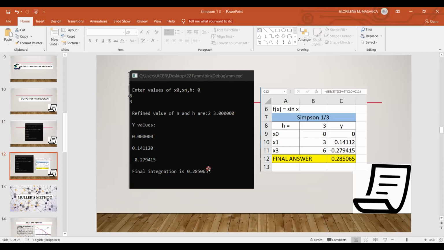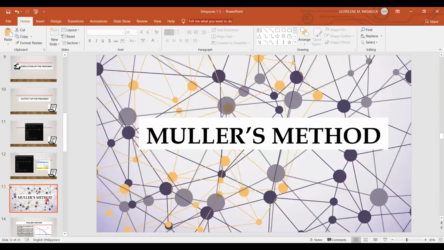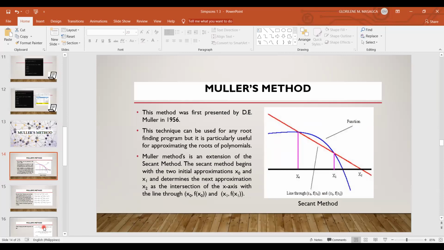So let's go now to Muller's method. So here is the Muller's method. This method was first presented by D.E. Muller in 1956. This technique can be used for any root finding problem, but it is particularly useful for approximating the roots of polynomials. Muller's method is an extension of the secant method. The secant method begins with two initial approximations, x0 and x1, and determines the next approximation, x2, as the intersection of the x-axis with the line through x0, f(x0), and x1, f(x1).